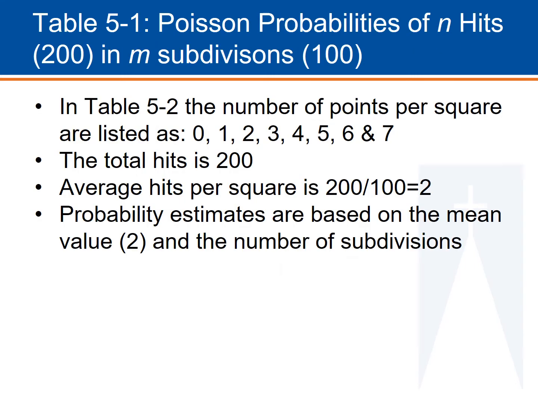So how does it work? Here I'm laying out the example as given in the book to show where they get some of their numbers from. In Table 5.1, they use the example of 200 hits, marks, or counts, and 100 squares. The average hits per square would be 2. Probability estimates are determined based on the mean value of hits or counts and the number of subdivisions, in this case with the mean being 2.